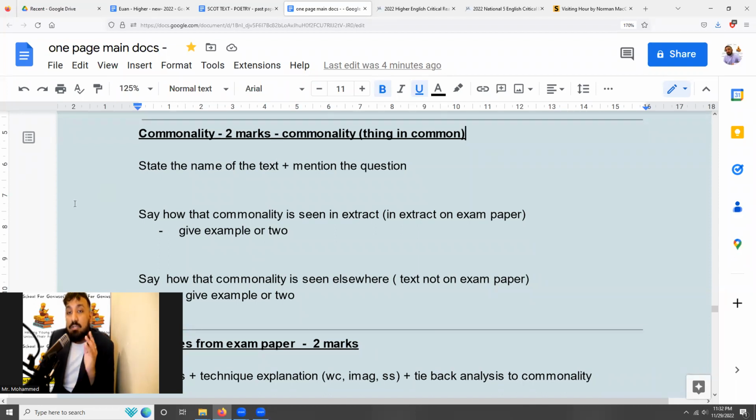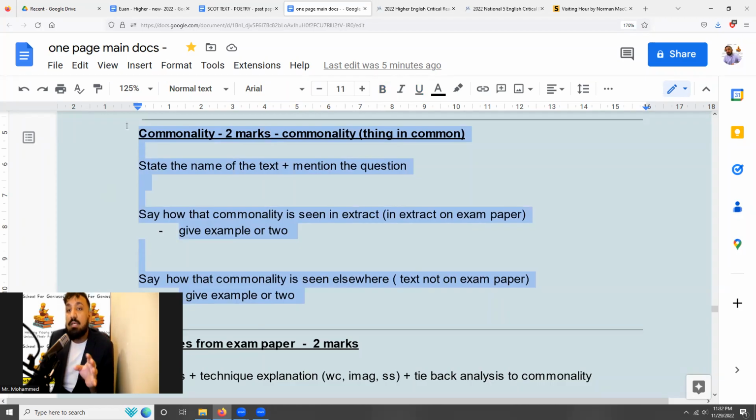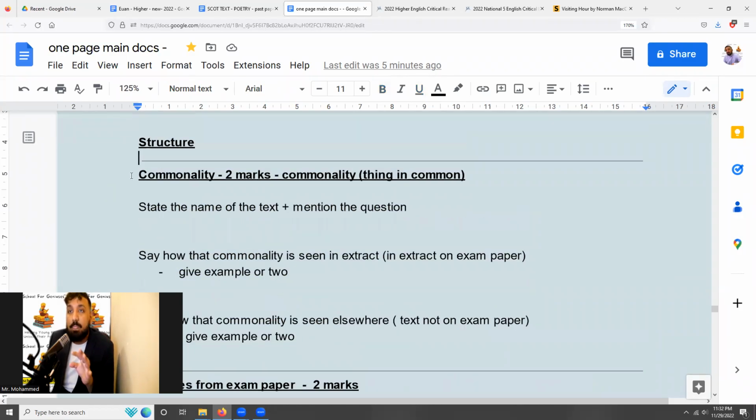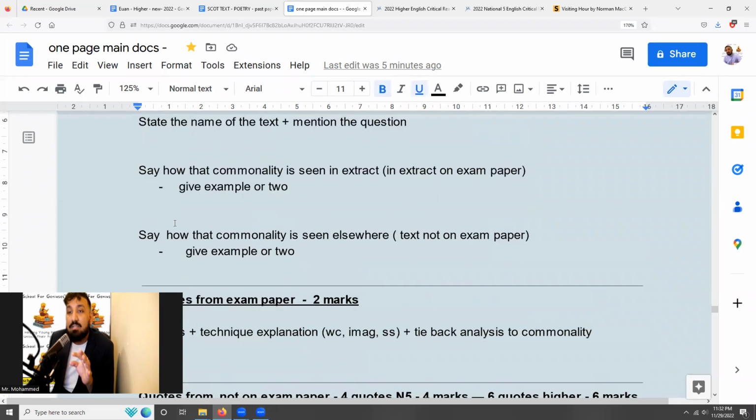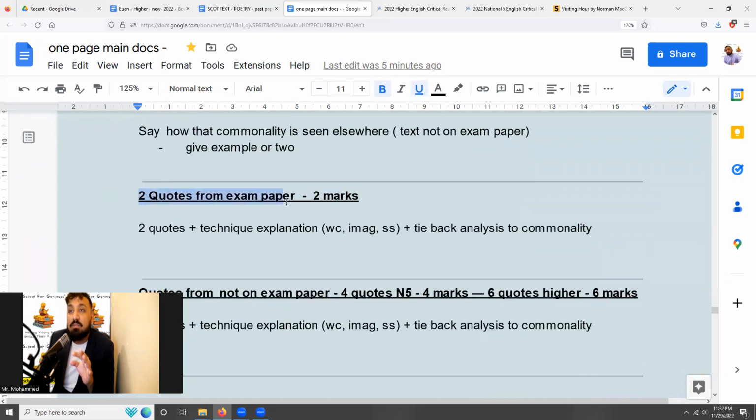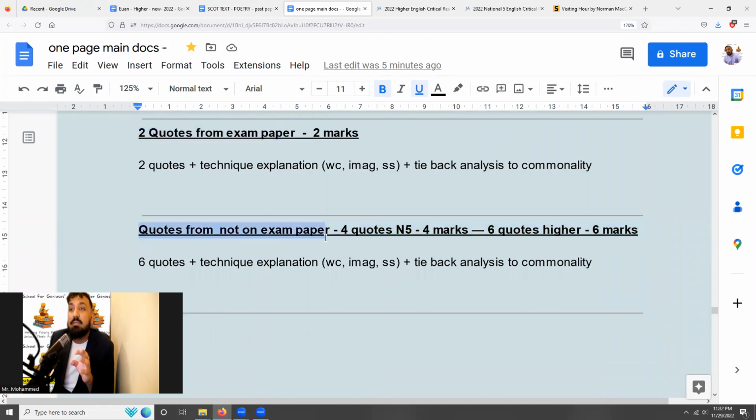Now, in terms of the structure of your answer, it's going to look like this. I'll give you an overview and then I'll give you time to write this down. First of all, you have 3 different sections. You have a commonality section, a quotes from the exam paper section, and then a quotes from memory section, i.e. quotes that are not on the exam paper.